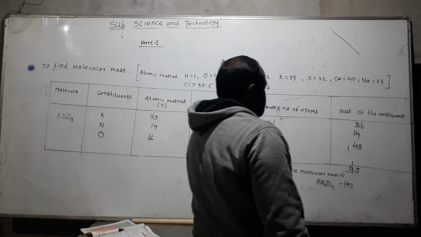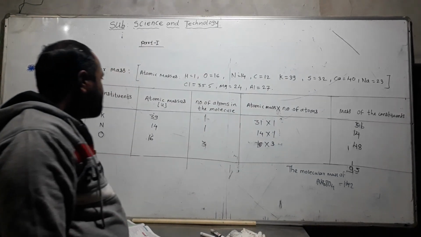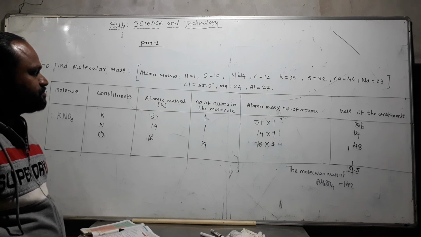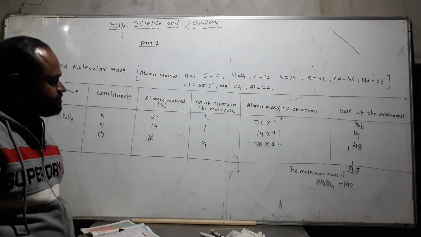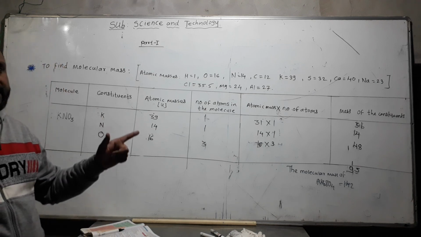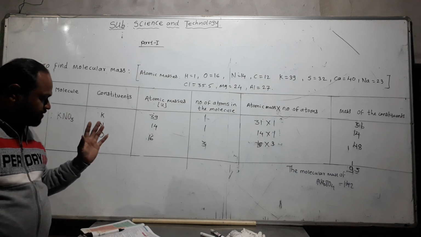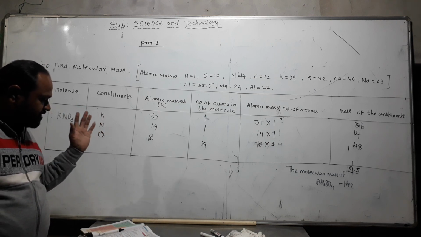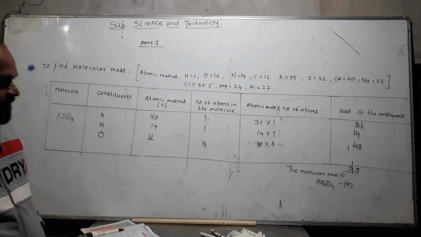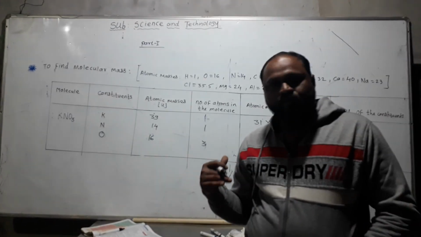This is the molecular mass of potassium nitrate, 101. We will find more examples like that. Some examples we have to solve here, and that type of example is asked in the examination. Solve these exercise questions again in homework also.